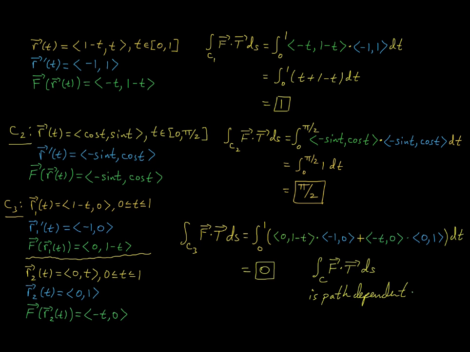Okay, and now a little bit later in the chapter, we will see examples of both path dependent and path independent vector fields, and that's going to be related to potential functions. Okay, so some good stuff to come a little bit later.